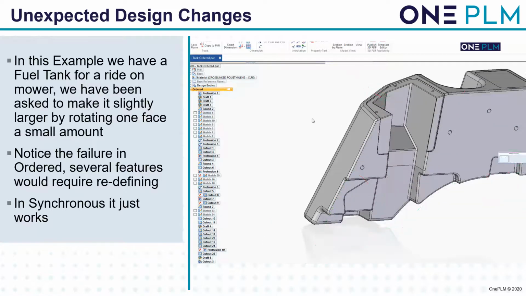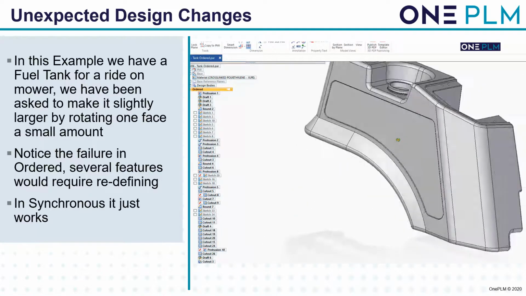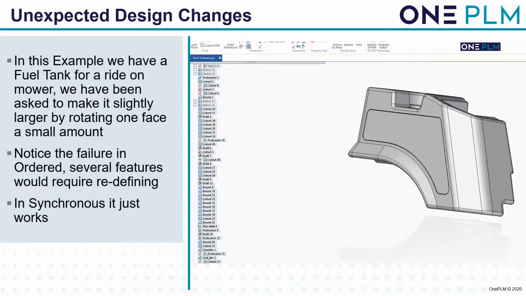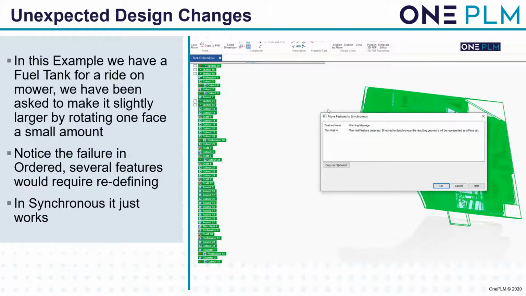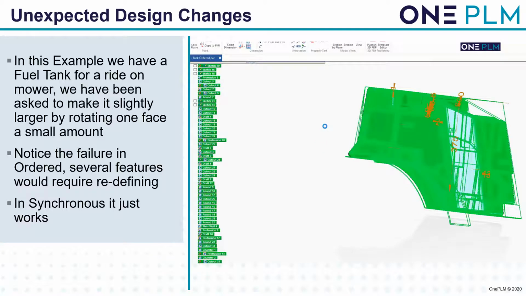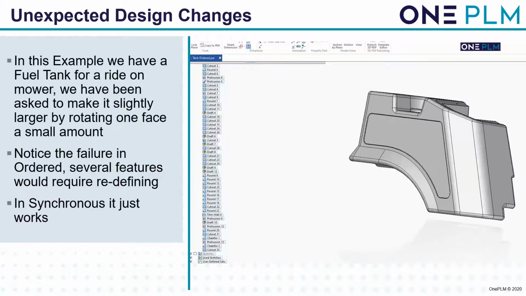And now I'm going to scroll down on the list and select the last feature, right click, move to synchronous. What that's going to do is move that feature and every other feature up. If there's something it can't do, it's going to turn that into a face set. So it's recognised that thin wall as a face set. But remember in synchronous, we've got the automatic offset, so we haven't got to worry about that.